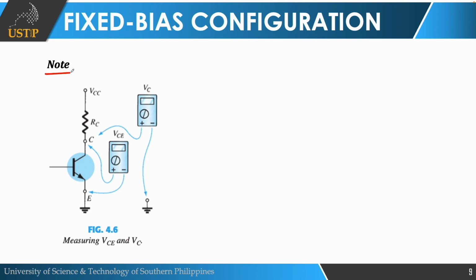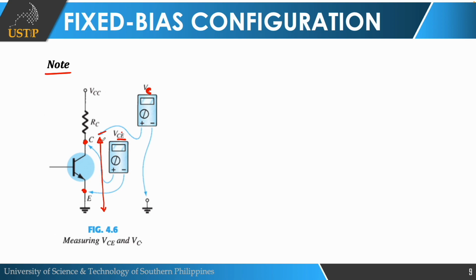Just to take a few notes on the notation for the double and the single notation, because there are some problems that require you to solve for VC or VCE. Now, if we have VCE, that means that is the voltage from your collector terminal up to your emitter terminal. If we want to get the VC alone, not the double notation, that is the voltage from your collector to the ground.